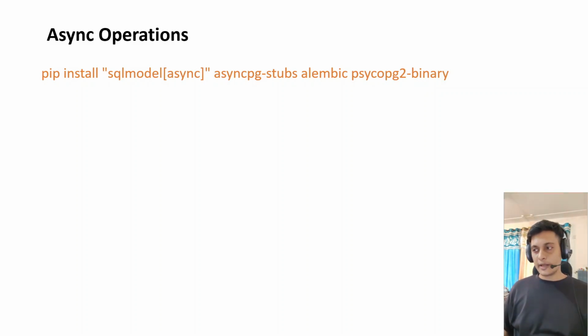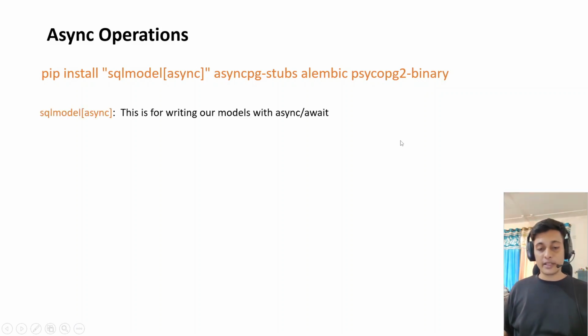This SQL model is the core library for Pydantic and SQL Alchemy. But why this async? This async is the extra part telling pip to install all the additional dependencies that SQL model needs to work in an asynchronous environment. Sorry for my stutter. This async will provide you all the extra dependencies so that your SQL model can do the work in an asynchronous way.